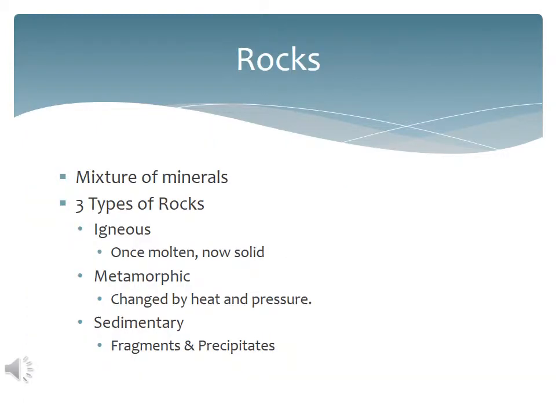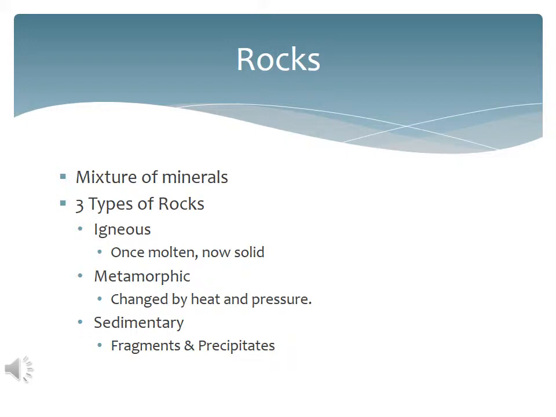Rocks, which are a mixture of various minerals, can be divided into three basic types on the basis of how they were formed. The igneous rocks are formed directly from molten materials such as magma or lava. Metamorphic rocks are rocks that have been changed by heat and pressure from their original form. And sedimentary rocks are rocks that are generated from fragments, pieces of other rocks, or rocks that have been dissolved and then reprecipitated.